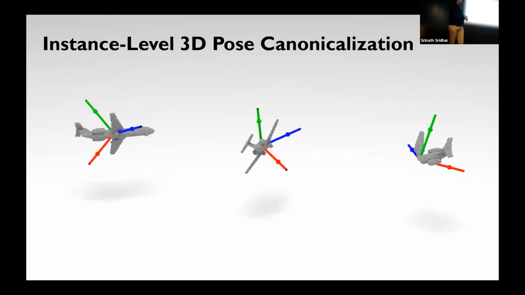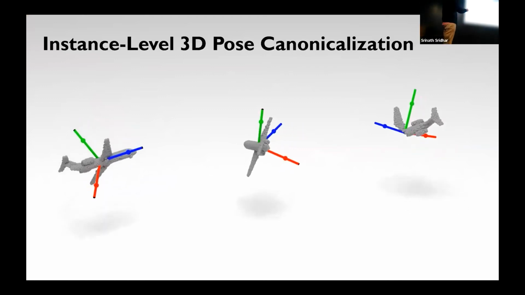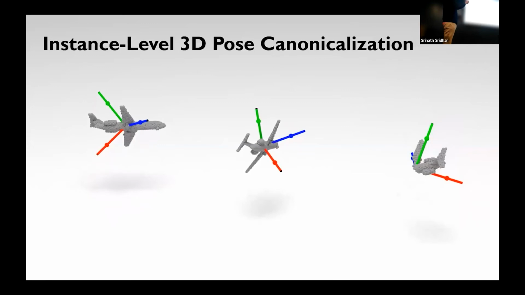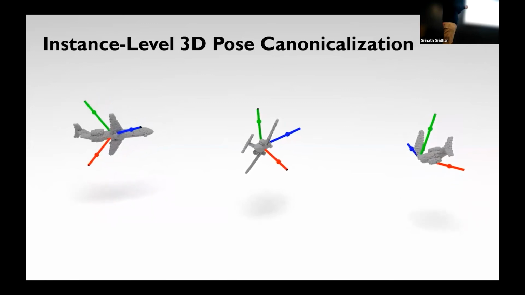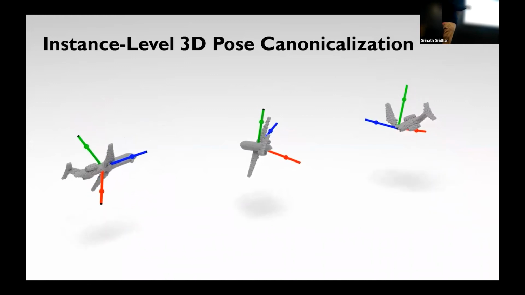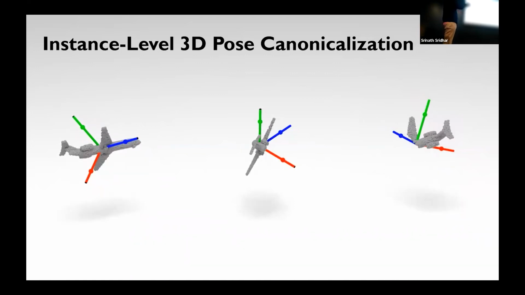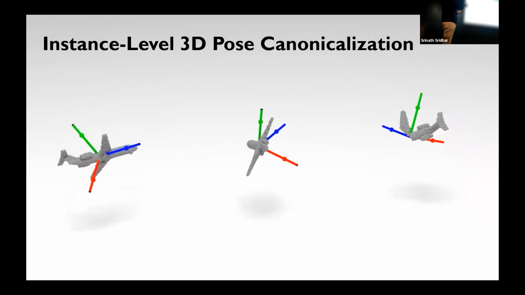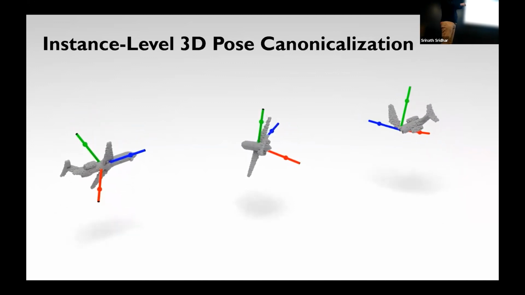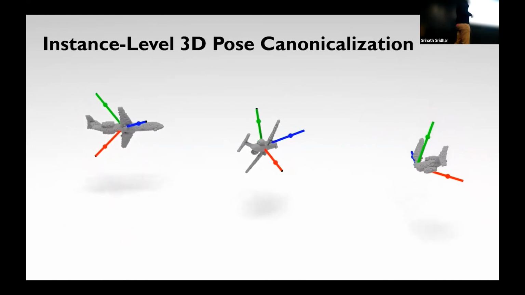So a couple of definitions here. The first is this notion of instance level canonicalization. What do I mean by that? Here we have the same aircraft instance, but in different orientations. The first two are full shapes. The last one is a partial shape, sliced in half, essentially. What we want to do is discover this coordinate system that you see here that is consistent across these three shapes. In this case, the green arrow is pointing upward from the fuselage, and that's the case over here, and that's the case over here. So we want something that is consistent.